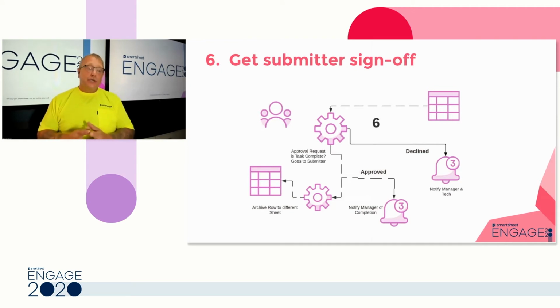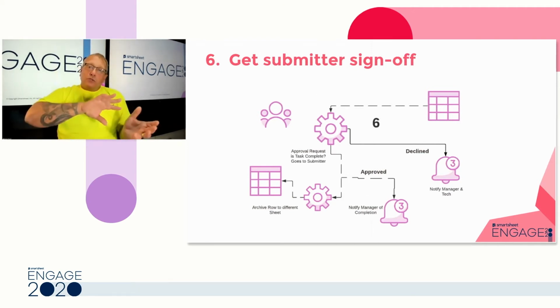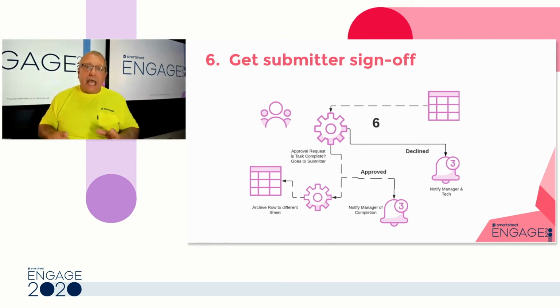The last piece here is getting the submitter sign off. So let's think about how everything that has happened so far. We had a form come in from the submitter, and this form could have been on a dashboard. It could have been just on a different website for people. You decide on that, but they submitted this form for a task or a project.